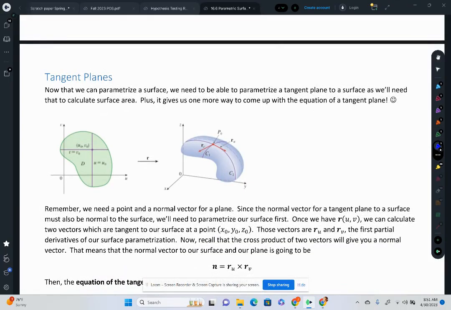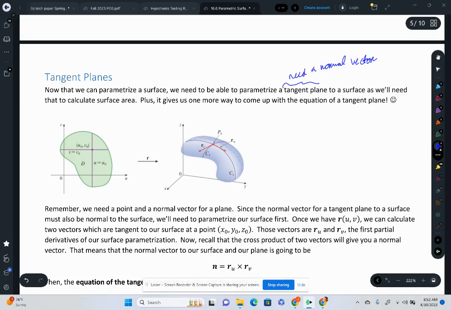So now that we can parametrize a surface, we have to be able to parametrize a tangent plane to a surface, as we're going to have to use that in order to calculate surface area. Plus, it's going to give us one more way to come up with the equation of a tangent plane, as if we needed another way. So when we're coming up with a tangent plane, we have to remember that we need a normal vector and a point.